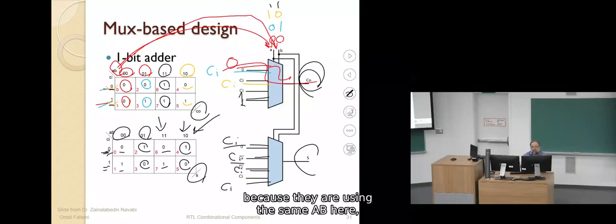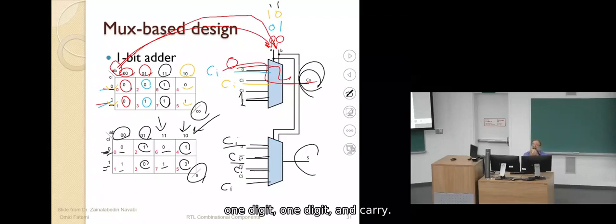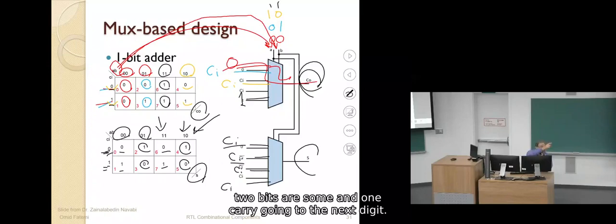And they are related in that one of them is CO, the carry out. I told you it is a 1-bit adder. A 1-bit adder has 3 inputs: 1 digit, 1 digit, and the carry from the previous state. So it has 3 inputs and 2 outputs. One is the sum, where two bits are summed, and one carry goes to the next digit. Yes?